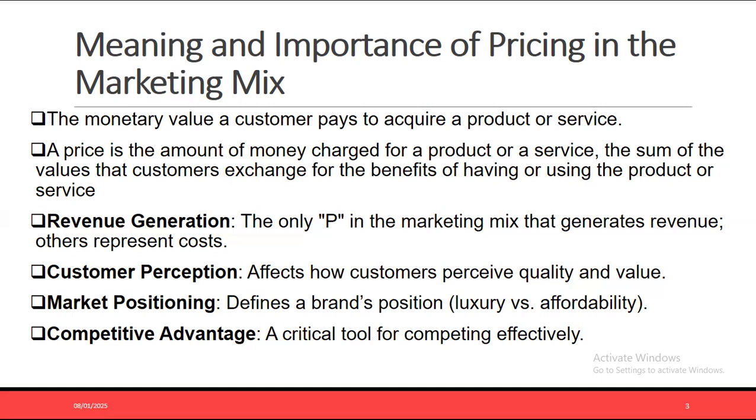And then pricing also defines a brand's position. It makes the consumer know whether the brand is an affordable one or it's a luxurious brand, depending on the price that is quoted. And then pricing also is a critical tool for competing on the market. So pricing can be used to gain competitive advantage on the market.